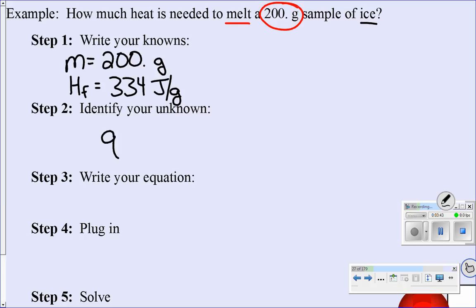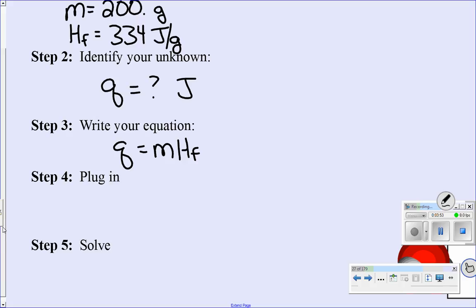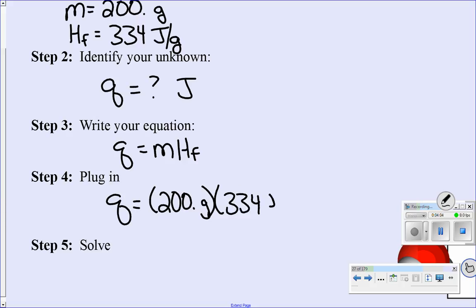We want to solve for Q, which means heat, and that's going to come out in joules. So we're using Q = mHf. I'm going to go ahead and plug in our values. Our mass is 200 grams. Our heat of fusion is 334 joules per gram. So you're simply going to multiply these two numbers.